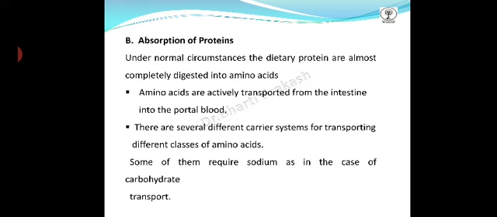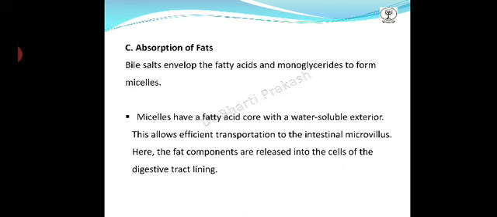Now, the absorption of proteins. Under normal circumstances, the dietary proteins are almost completely digested into amino acids. Amino acids are actively transported from the intestine into the portal blood. There are several different carrier systems for transporting different classes of amino acids. Some of them require sodium, as in the case of carbohydrate transport.